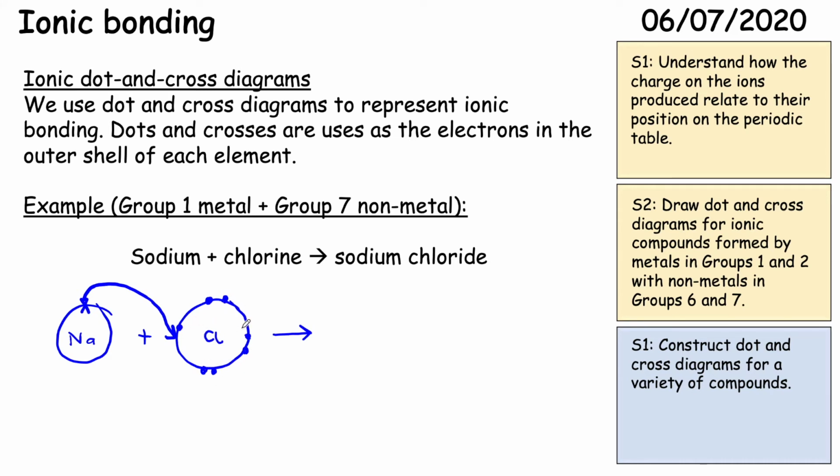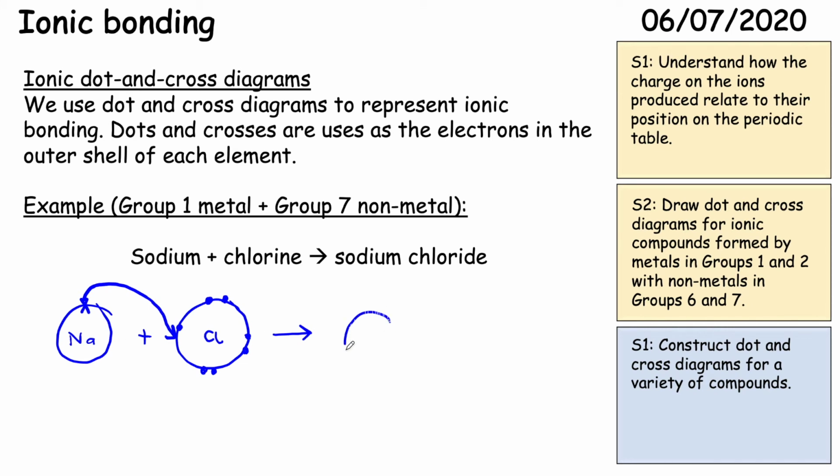So now we need to draw this, thinking about what's happened to the electrons. And it's also a good thing to point out that you need to remember that when elements gain electrons, they become negative, and when they lose electrons, they become positive. And you'll see why in a second. So let's start with sodium.